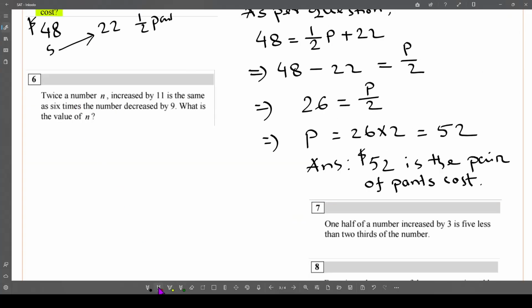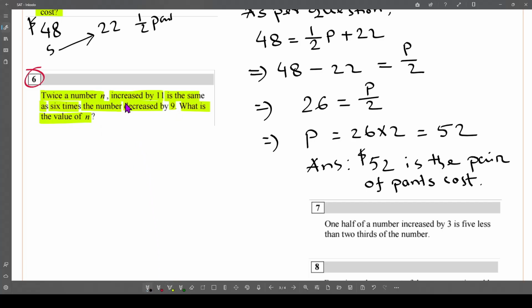Number 6: twice a number n increased by 11 is the same as 6 times the number decreased by 9. What is the value of n?